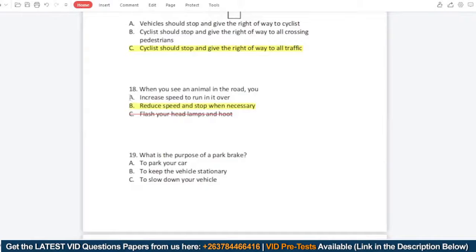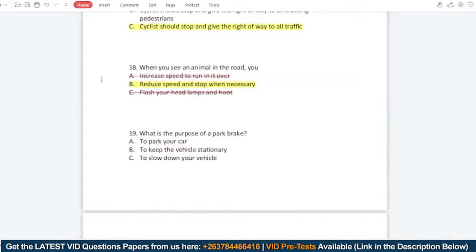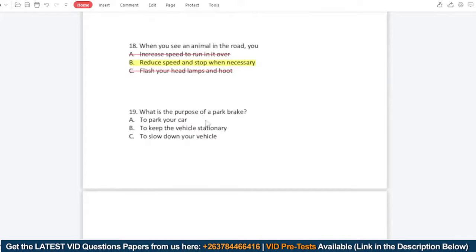Actually, option A is also ridiculous. You can't run the animal over. That's against the law, right? So the correct answer is B. Number 19. What is the purpose of a park brake? A park brake may also be called a hand brake. Option B, to park your car, to keep the vehicle stationary. It's used to keep the vehicle stationary, not to slow down your vehicle. So the correct answer is B.